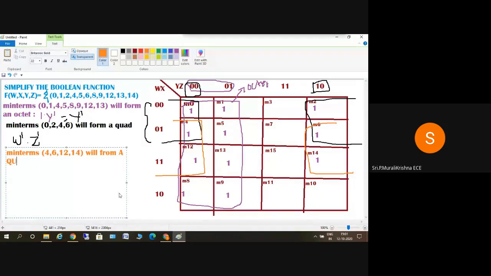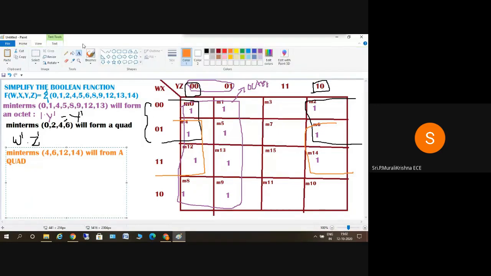We'll form a quad. What is the row term here? These two are the row terms: W bar X plus W X. These two are complementing, so we'll get a 1 here. This is constant, so we'll get X here.